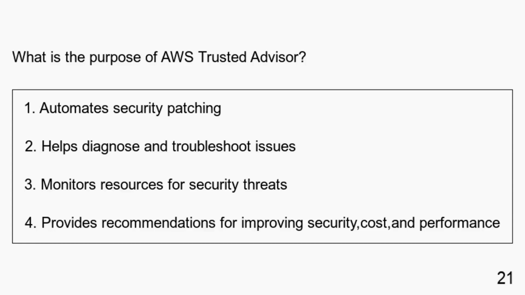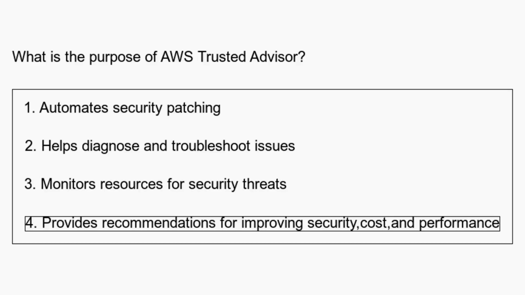What is the purpose of AWS Trusted Advisor? Automates security patching. Helps diagnose and troubleshoot issues. Monitors resources for security threats. Provides recommendations for improving security, cost, and performance. Trusted Advisor focuses on offering recommendations for various aspects of your AWS environment.